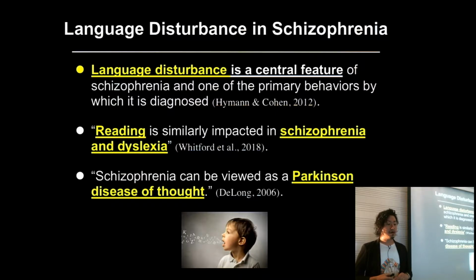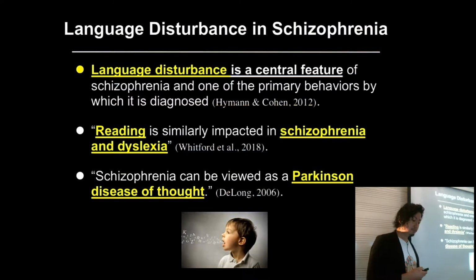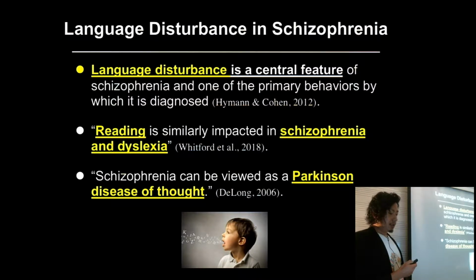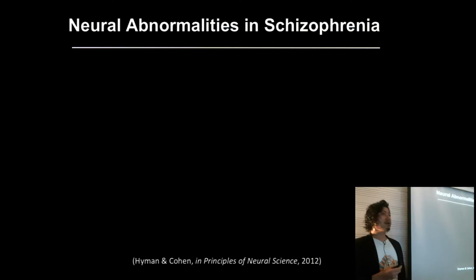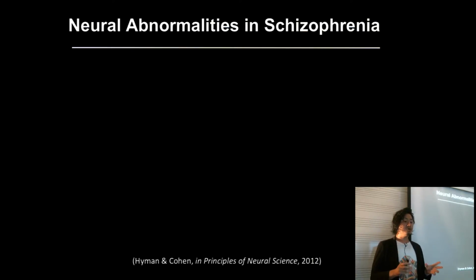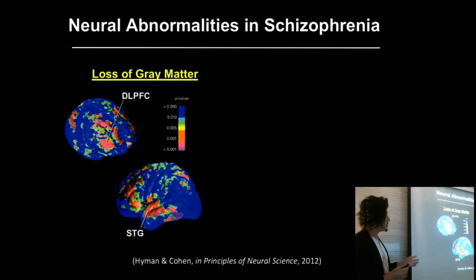And also, schizophrenia can be viewed as a Parkinson's disease of thought. So that's why basal ganglia is a central focus of schizophrenia too. So right now, I'd like to explain a little bit about the neural abnormalities in schizophrenia. So this is the very famous study, and also in the principles of neuroscience.